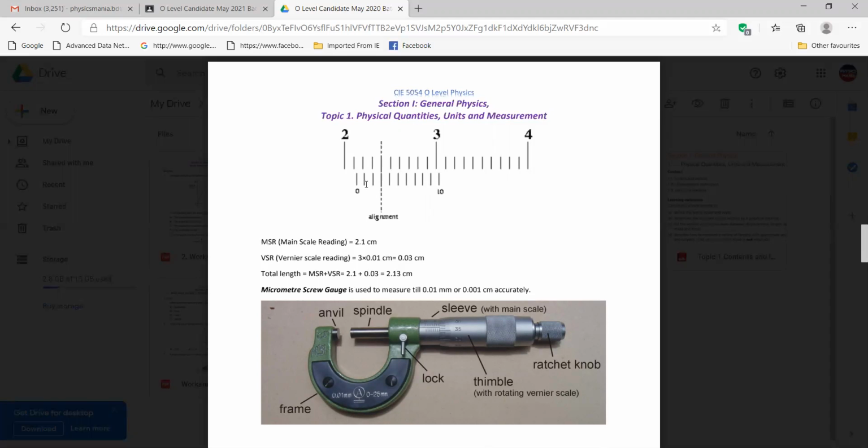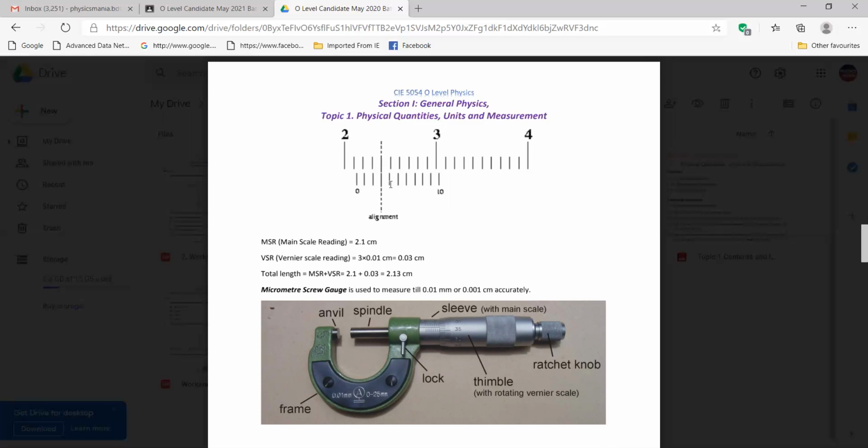Look, this one is vernier scale, right? Yes, sir. And this one is main scale. So in main scale, we will check which line is going just before the zero of the vernier. So we are seeing here 2, then another line. So it's 2.1 centimeter, right? Yes, sir. So the main scale reading, MSR, is 2.1 centimeter.